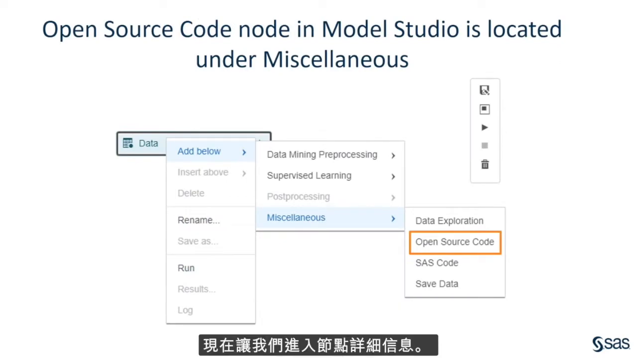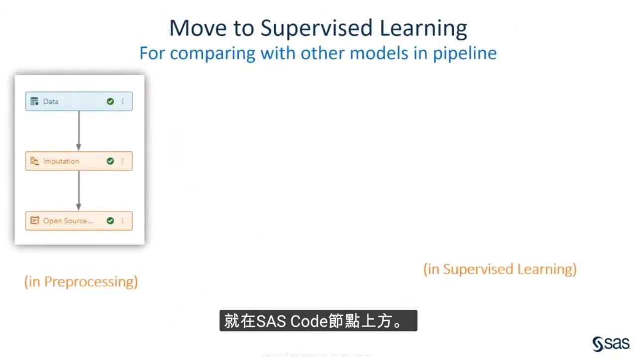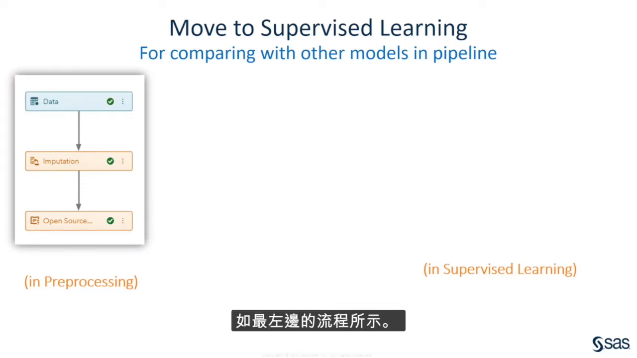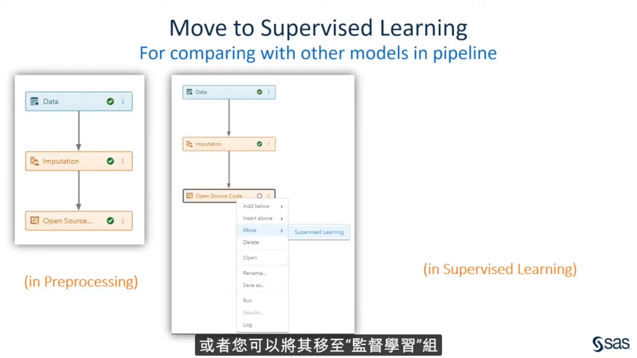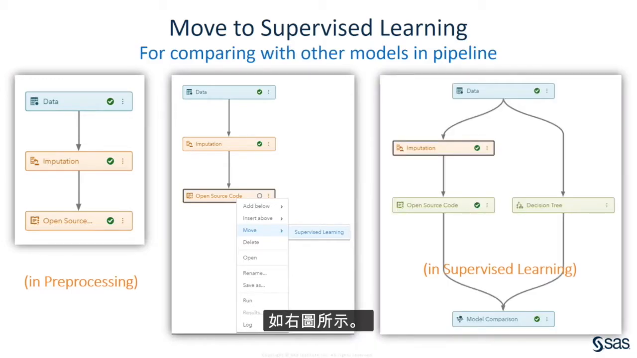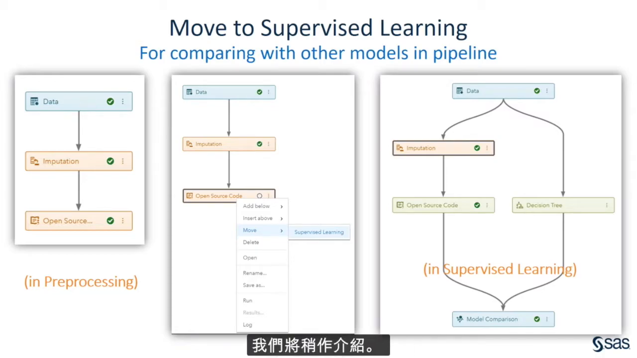Now let's get into the node details. The open source code node is located in the miscellaneous group as shown, right above the SAS code node. You can place this node in the preprocessing group as shown in the leftmost flow, or you can move it to the supervised learning group as shown on the right. When you have a modeling node that trains and makes predictions, you should move the node to supervised learning. We will get into those details in a little bit, but first let's talk about the node properties.